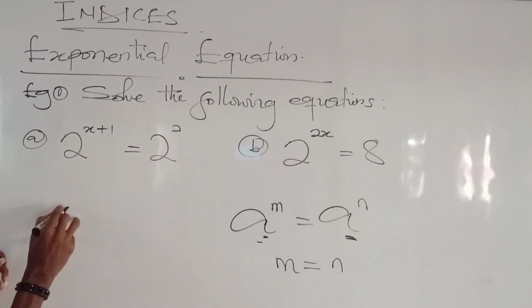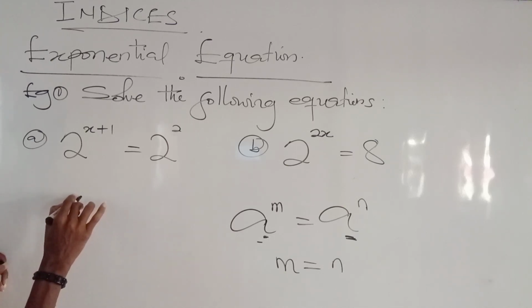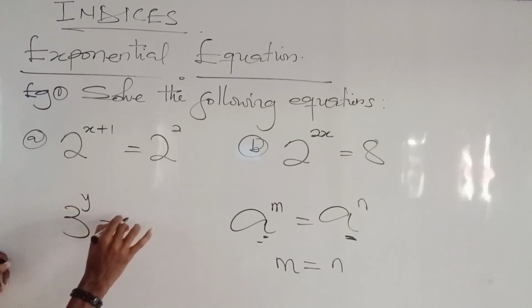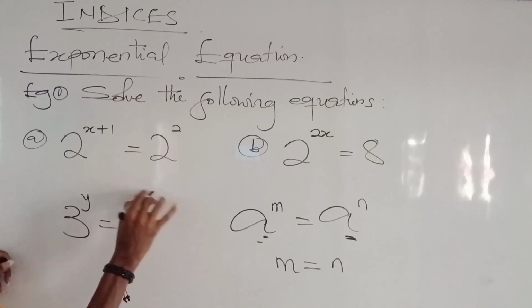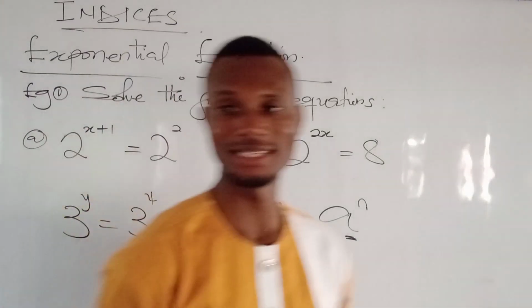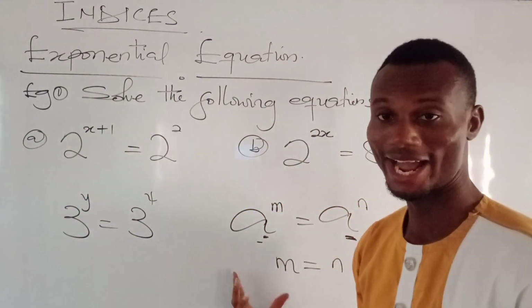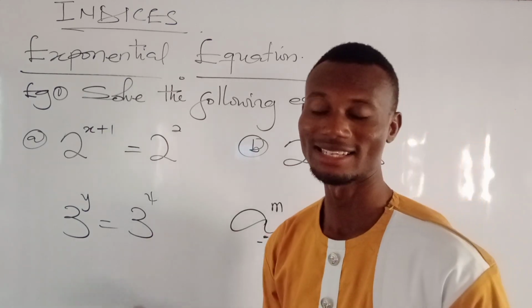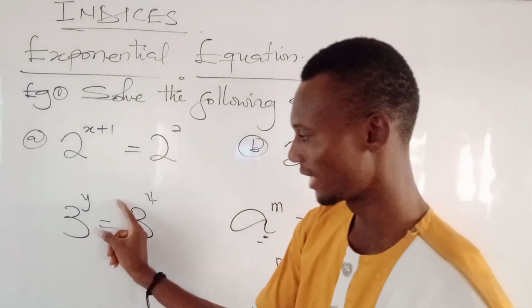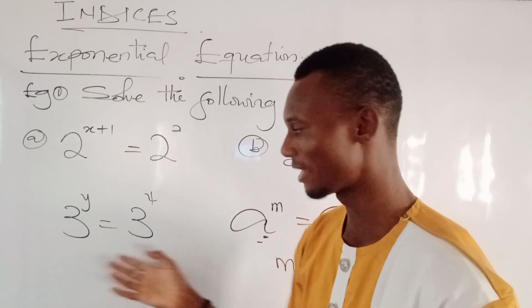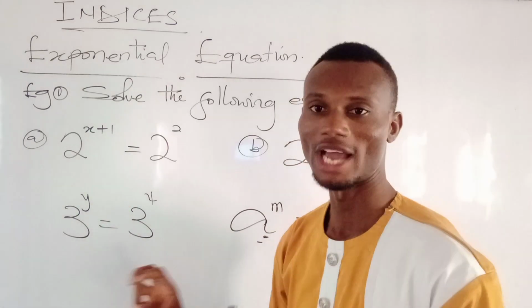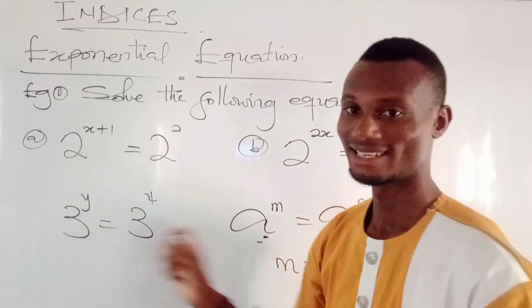So let's say I have 3 to the power y equals 3 to the power 4. Now you can see from here that we are applying this law, which says that if the bases are the same and it's an equation like this, having the bases to be the same, all that we have to do is to equate the powers.